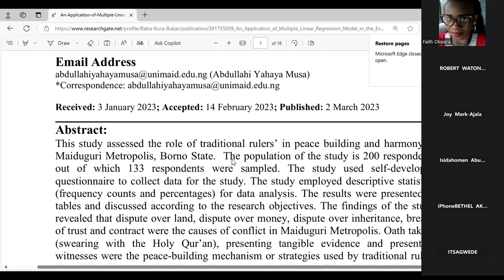I introduce the problem, the background. That's abstract. For me, this is already a no-no. The study used a self-developed questionnaire to collect data for the study. The study employed descriptive statistics for data analysis. The study... Don't write like that. Vary the way you start your sentence. Once it's monotonous like this, it's off-putting.